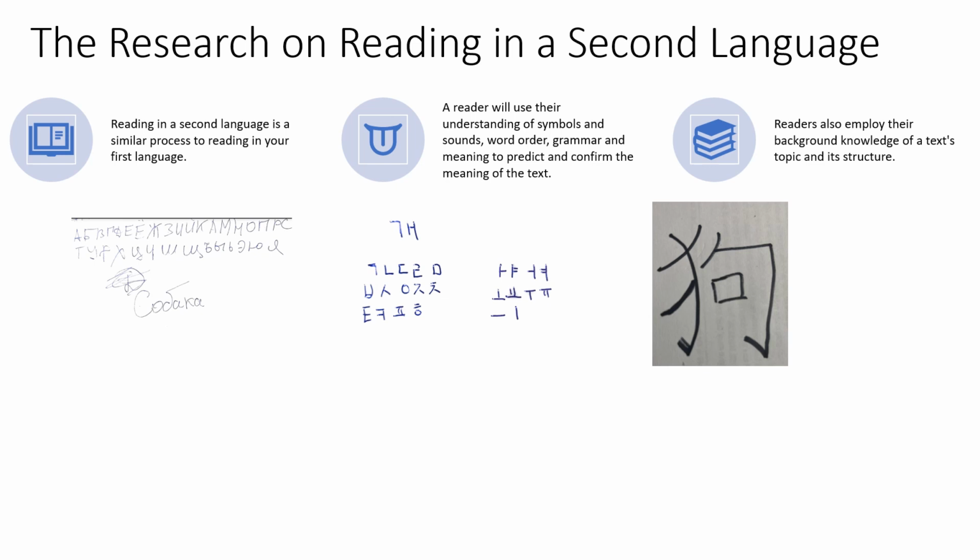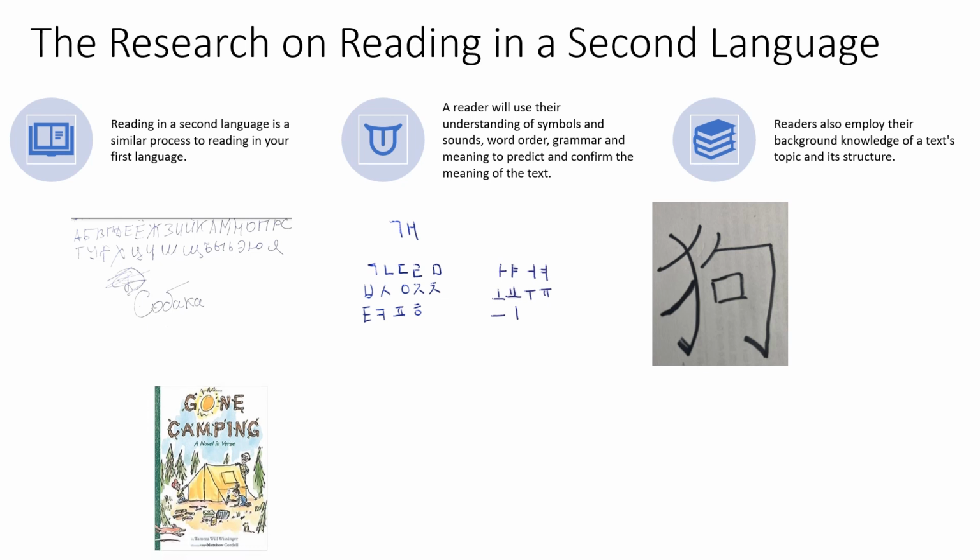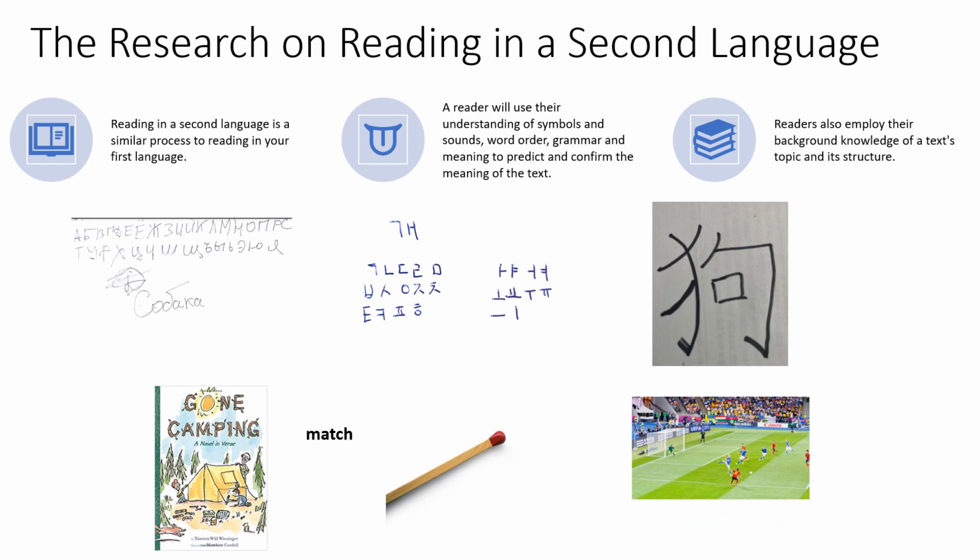Readers also use their background knowledge of a text topic and its structure. So if students are going to read a book, maybe called Gone Camping, they can predict that the story will be about camping and it'll take place in the woods. If they see the word match, they'll use their background knowledge to figure out that the match in the story is to light a fire, not a match like a soccer match.